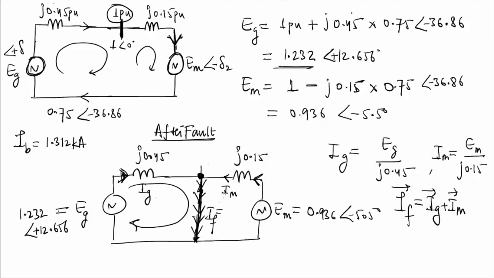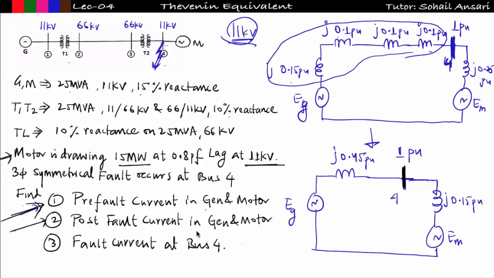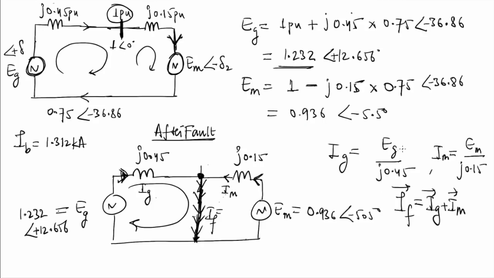In this way we can find the value of post-fault current in the generator and motor as well as the fault current at bus 4. Post-fault current in the generator and motor will be EG upon j0.45 and EM upon j0.15, and the fault current at bus 4 will be IG plus IM, all calculated in the phasor domain. The value of IG will be 1.232 at an angle of 12.656 divided by j0.45. Applying on the calculator, IG equals 2.737 at an angle of minus 77.35.